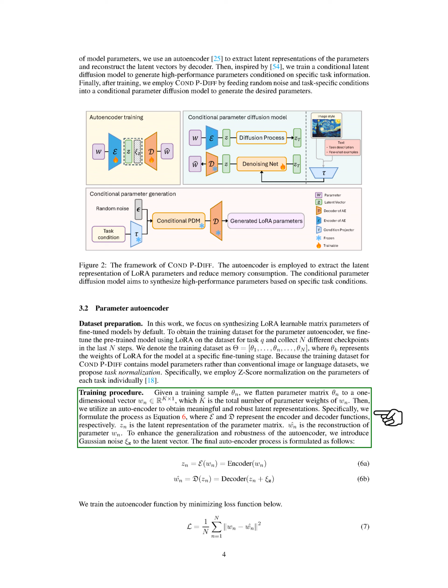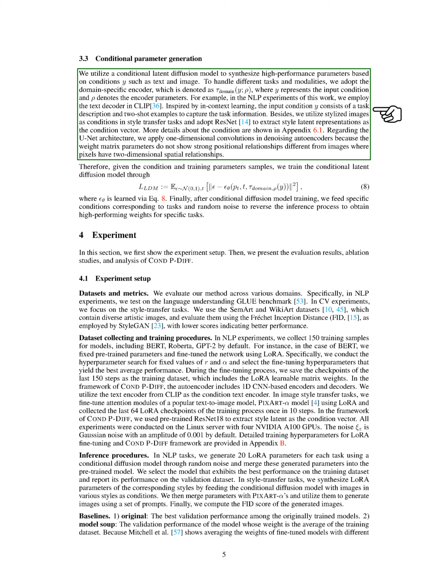Section: Conditional Parameter Generation. In this section, we utilize a conditional latent diffusion model to create high-performance parameters based on specific conditions, such as text and images. To accommodate various tasks and modalities, we implement a domain-specific encoder, which we refer to as tau for the text domain, where the input condition is represented by y and the encoder parameters by rho. For our NLP experiments, we use the text decoder from CLIP. Inspired by in-context learning, our input condition y includes a task description and two examples to capture task details. In style transfer tasks, we use stylized images as conditions and employ ResNet to extract style representations.